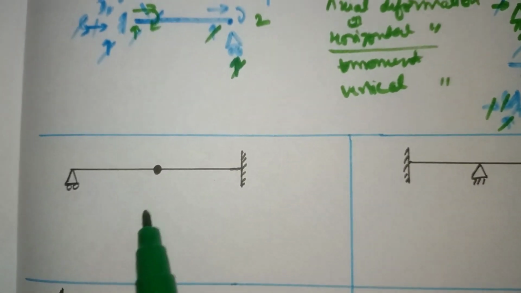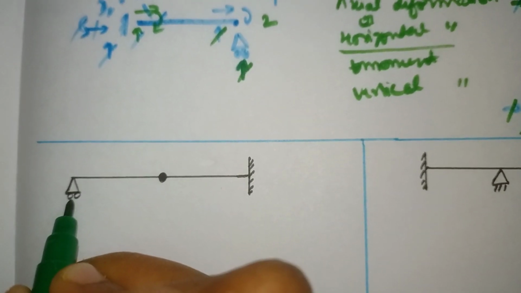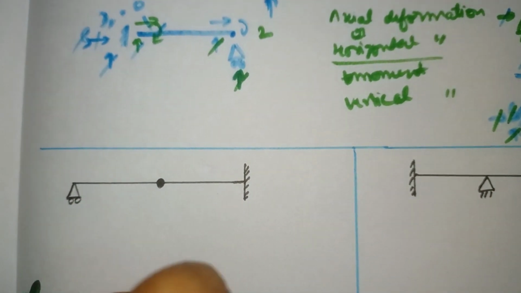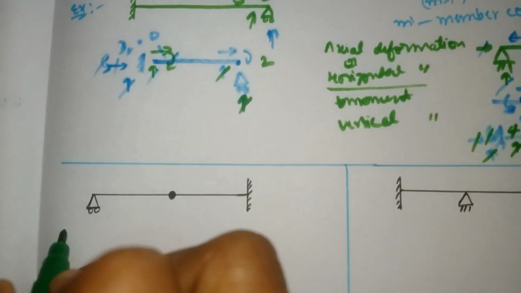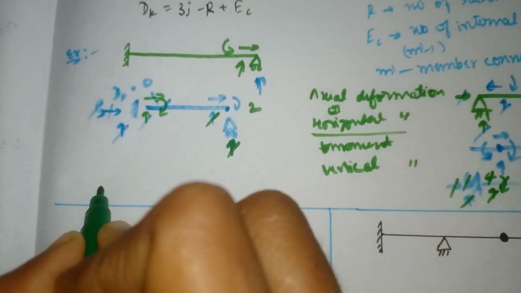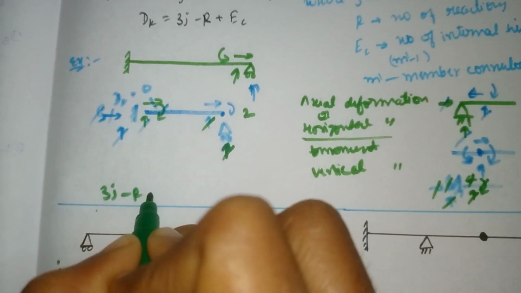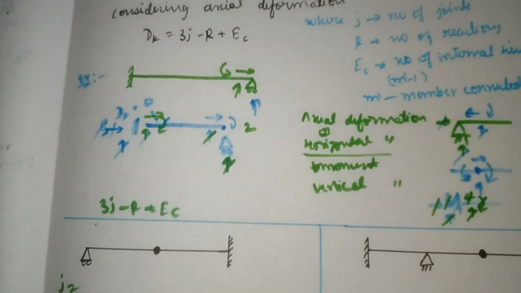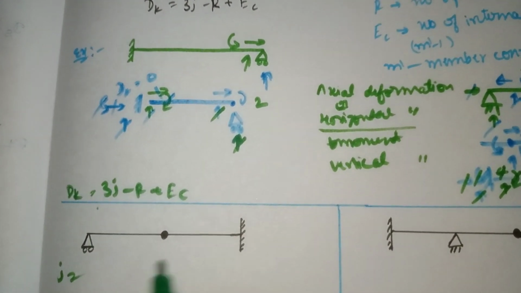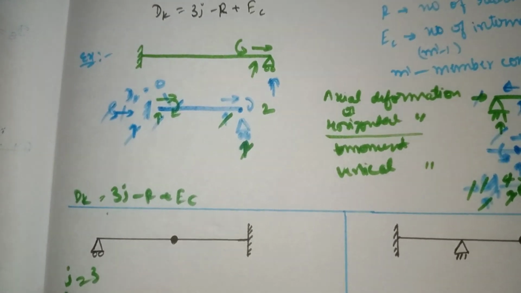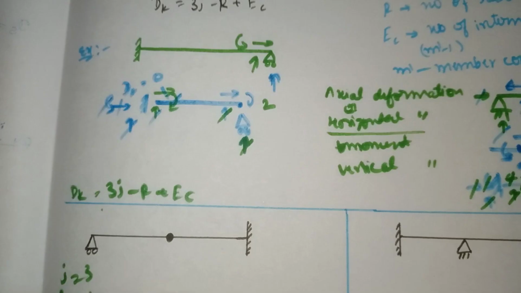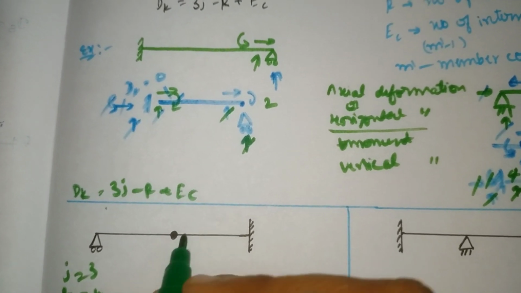See here I have taken one structure. Here this is the roller and one internal hinge is there and fixed support. First we'll solve by using the formula. The formula is 3j minus r plus ec. DK is equal to. So how many joints are there? 1, 2, 3. 3. How many reactions are there? Roller 1, fixed support 3. Total 4.